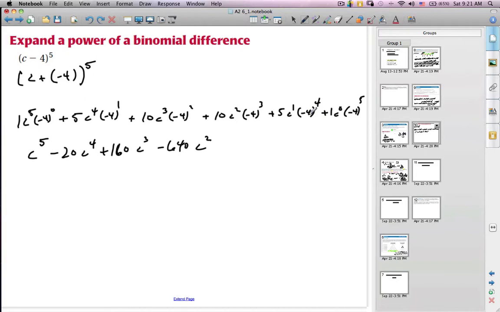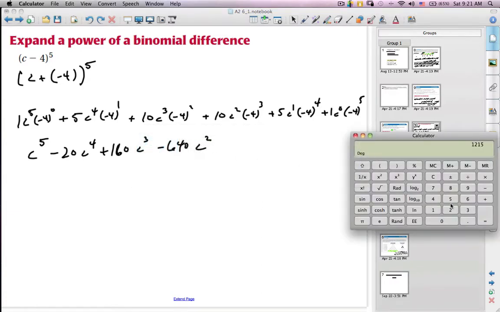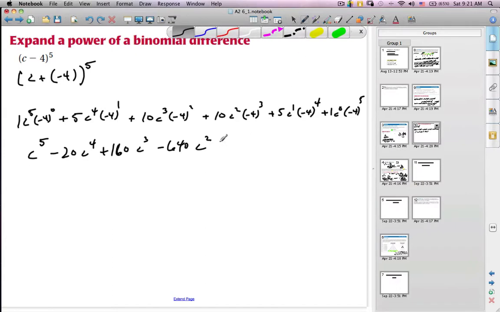And then -4 to the fourth power, I believe, is 256 times 5. I'm probably going to have trouble with doing that right. So let's make sure we know this. We have -4, and then we want to do up caret 4, which is 256. Okay, so I was right about that. Times 5, 1280. Okay, so it's plus 1280 c to the first power.